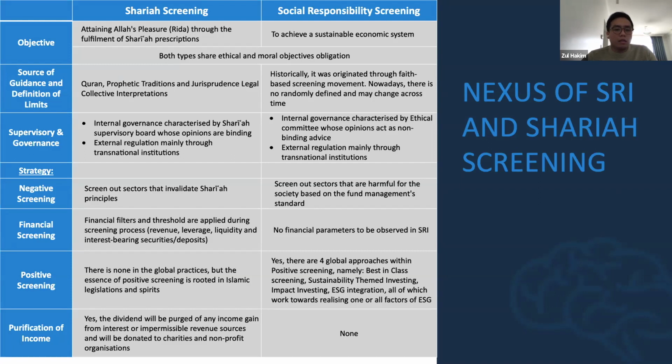And lastly, the third and final difference is the positive screening. Sharia screening, as I mentioned before, uses none of the considerations of SRI positive screening, which is the best in class and so on. This consideration includes, but is not limited to, environmental degradation, social well-being and development, corruption, transparency, labor standards, as well as business ethics.